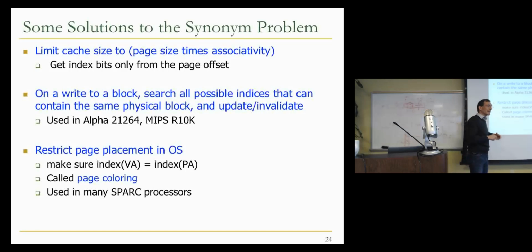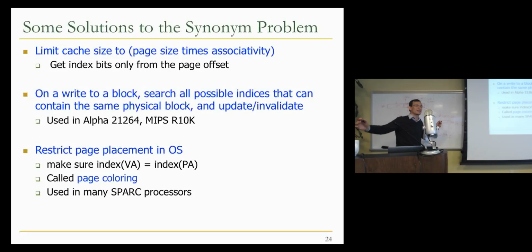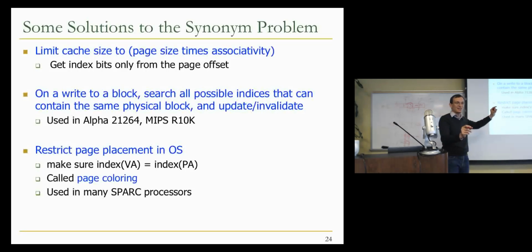This is called page coloring. You can think of physical memory divided into different colors. And if you have 4 bits here, you can divide the physical memory into 16 different colors. The color of the virtual page needs to be the same as the color of the physical page. That's it, basically. So this is used in many Spark processors, and they can have large caches this way.